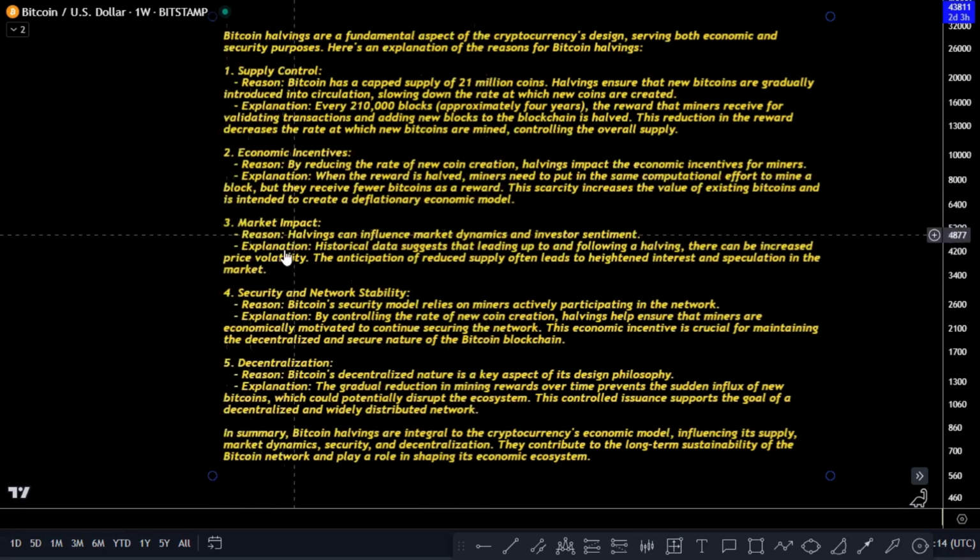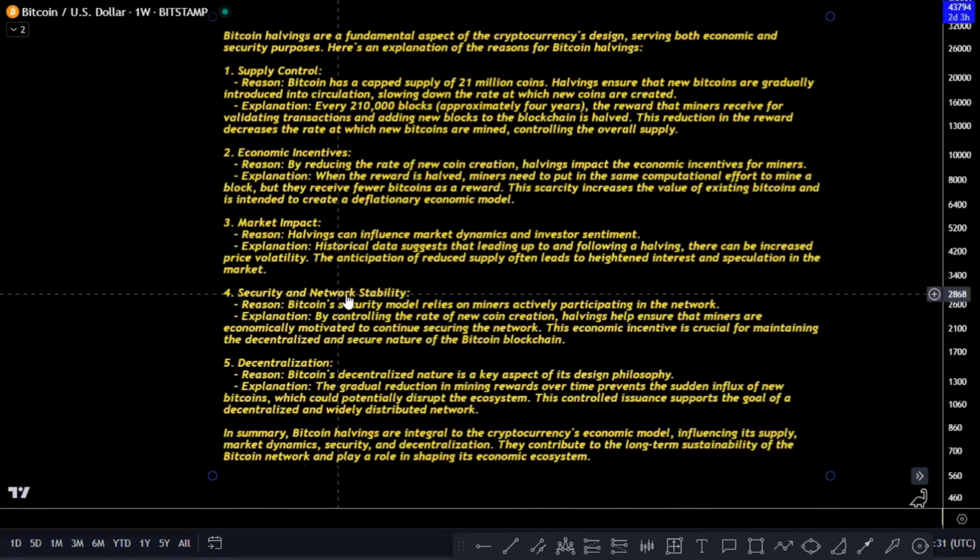Number three, market impact. Halvings can influence the market dynamics and investor sentiment. Historical data suggests that leading up to and following a halving, there can be increased price volatility. The anticipation of reduced supply often leads to heightened interest and speculation in the market.